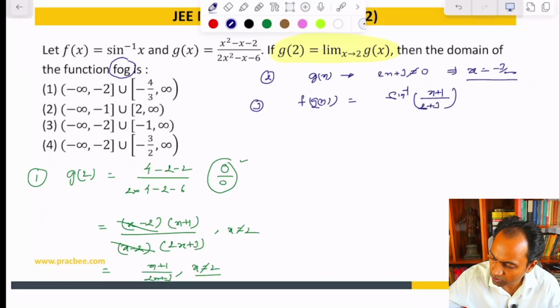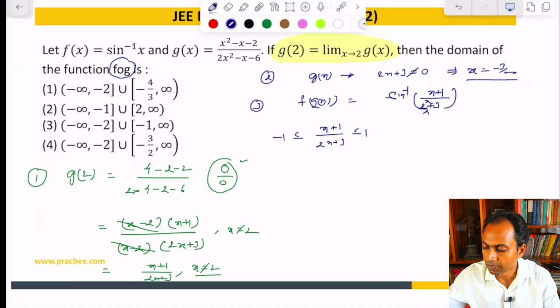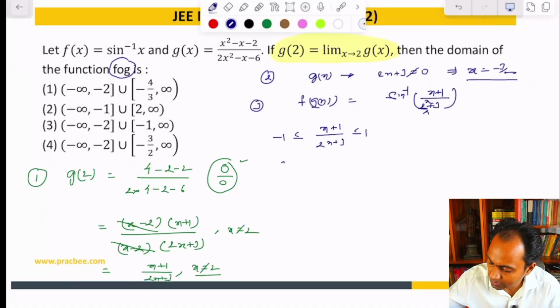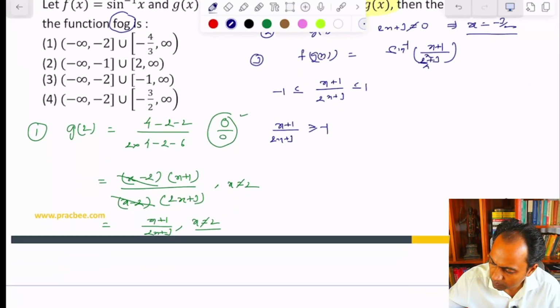Now for this function to be defined, the condition is very simple. (x plus 1) by (2x plus 3) should be between minus 1 and 1, and this needs to happen. Now solving this has two parts. Let us consider both the parts; these are not cases, these are parts of the same condition. So we will write it like this: (x plus 1) by (2x plus 3) needs to be greater than or equal to minus 1.